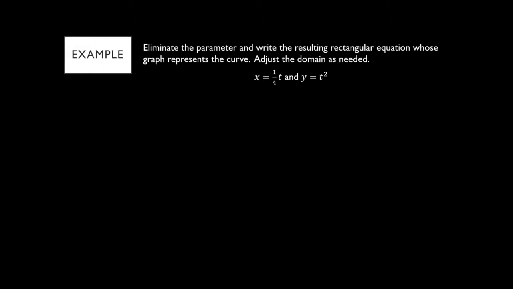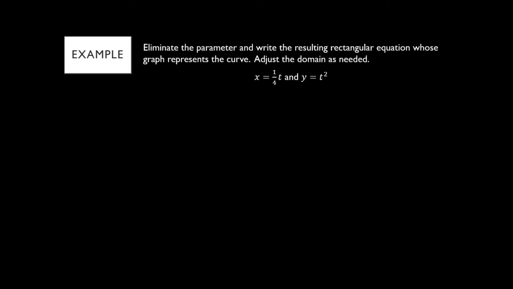So eliminate the parameter and write the resulting rectangular equation. So rectangular equation just means it has x and y. This graph represents the curve, adjust the domain as needed. So here they're not giving us any rules, any values on the domain, like saying that t is going between this and this. So if they don't give you any restrictions on t, you don't need to worry about adjusting your domain. It's only when they give you restrictions on t that you have to adjust the domain once you convert it back to x and y.